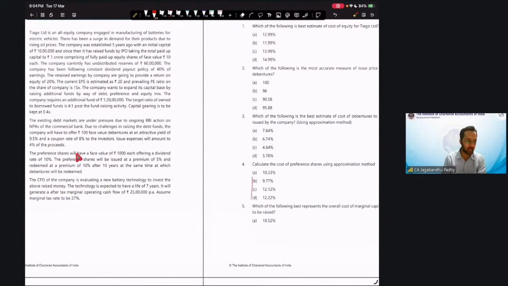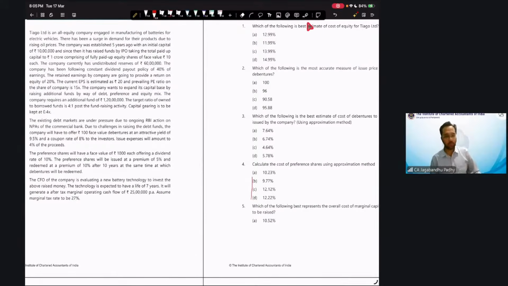The preference shares will have a face value of 1,000 each, offering a dividend rate of 10%. Preference shares are going to be issued at a premium of 5% and redeemed at a premium of 10% after 10 years, at the same time at which debentures will be redeemed. The CFO of the company is evaluating a new battery technology to invest the above raised money, and the technology is expected to have a life of 7 years. It will generate an after-tax marginal operating cash flow of 25 lakhs per annum, and we assume a marginal tax rate of 27%, guys.